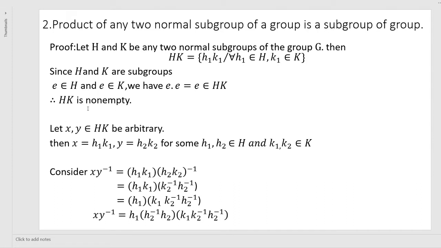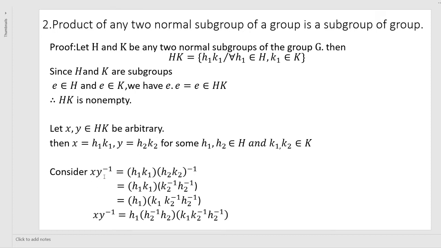A non-empty set is said to be a subgroup if, considering two arbitrary elements x and y belonging to that non-empty set HK, x into y inverse belongs to HK. Then we call this set a subgroup of group G, right? Okay. I consider x and y belonging to HK, the product set. Then x is of the form H1, K1, and y as H2, K2, where H1 and H2 belong to capital H and K1 and K2 belong to capital K, right?